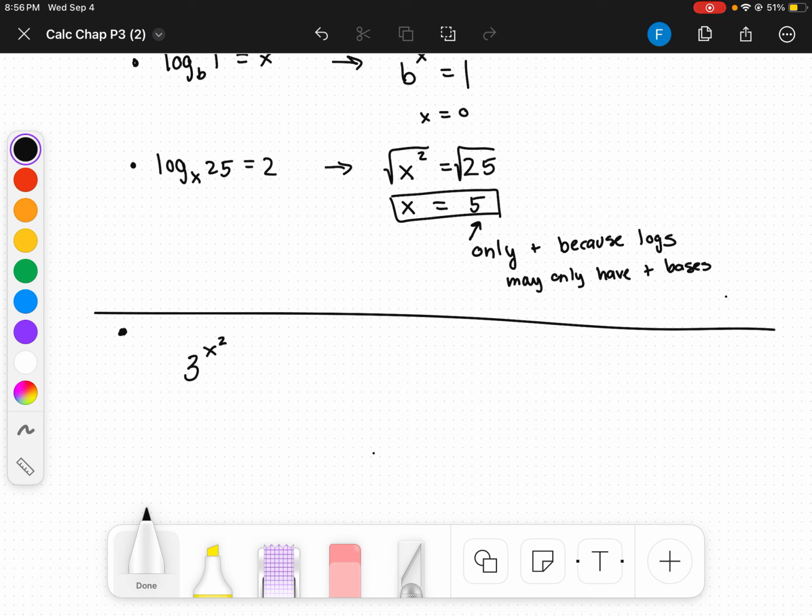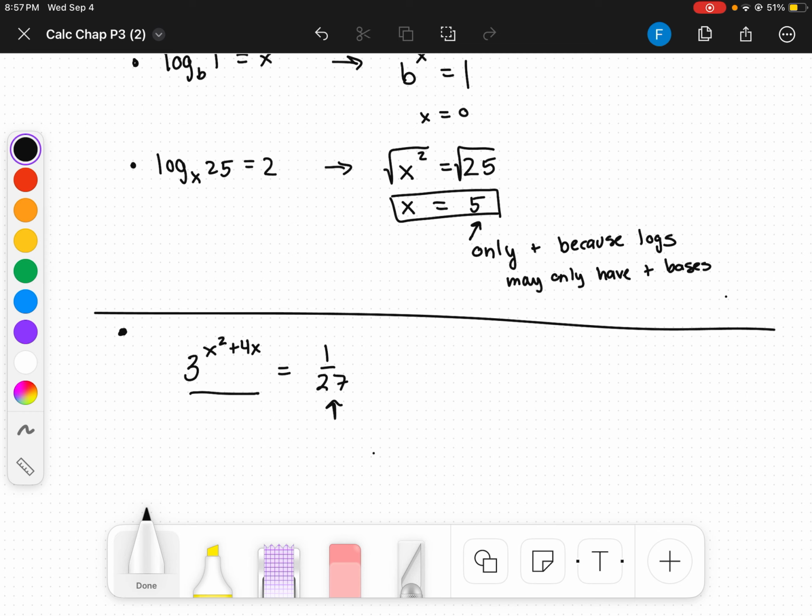I have 3 raised to the x squared plus 4x. All of that is the exponent equals 1 over 27. How would we solve this equation? At first, it looks a little bit daunting. When you see something like this, your main goal is how can I rewrite both sides of my equation so that they have the same base? I'm going to leave this side alone for right now, but is there any way that I could rewrite 1 over 27 as something with a base of 3 and then figure out what exponent to raise that to?